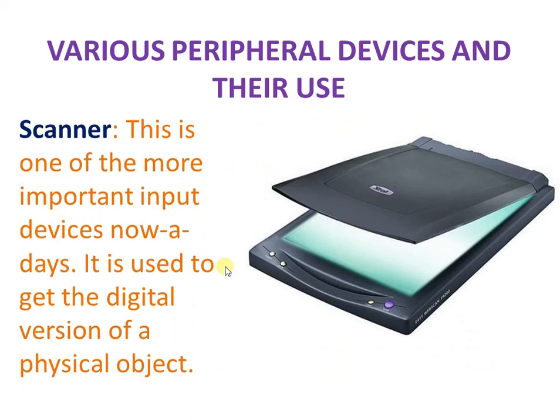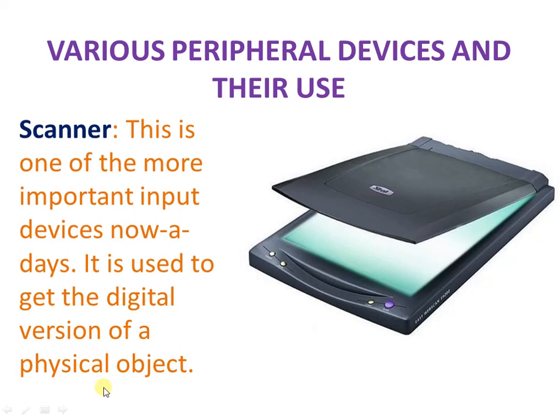Various devices we have now. Scanner. Scanner is an input device, and it takes input in the form of paper. If we want to scan something, we have to place it in a scanner, and it reads the data and converts it into digital form, which we can see in the monitor. This is one of the most important input devices nowadays. It is used to get the digital version of a physical object.